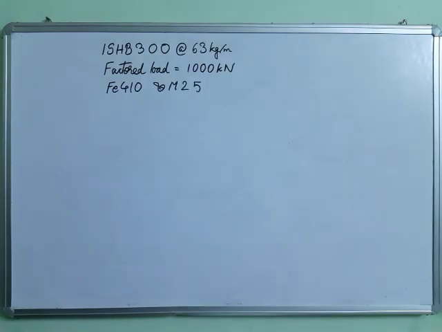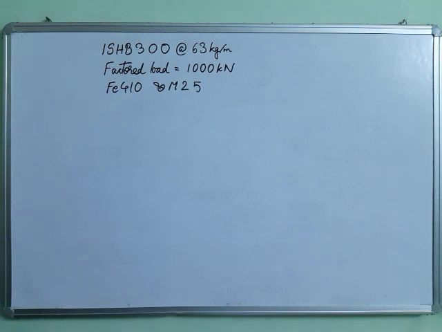So in this problem, a column is given to us. The column is ISHB 300 at 63 kg per meter. 63 kg per meter is the weight per meter of the steel element. And the factored load given to us is 1000 kilonewton. And the material properties are Fe410 for steel and M25 for concrete.